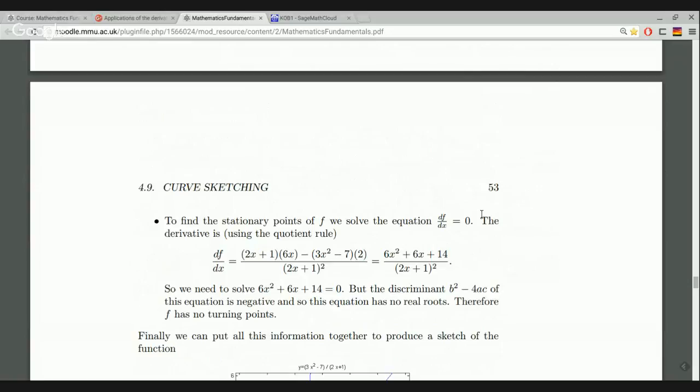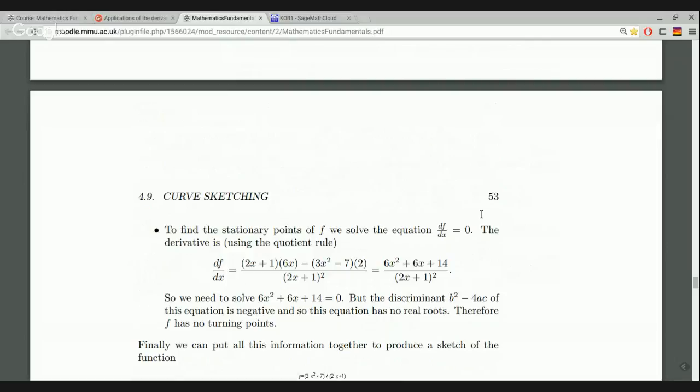Well, that rational function is going to be equal to 0 when the numerator, 6x squared plus 6x plus 14, is equal to 0, but of course that is never 0. It's always positive. You can confirm that because the discriminant is negative, so it has no real roots. So it never crosses the x-axis. So the derivative is never 0, so there are no stationary points.